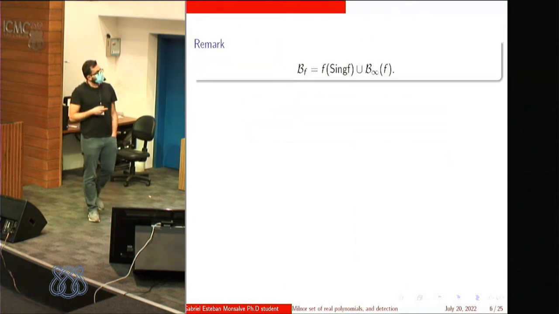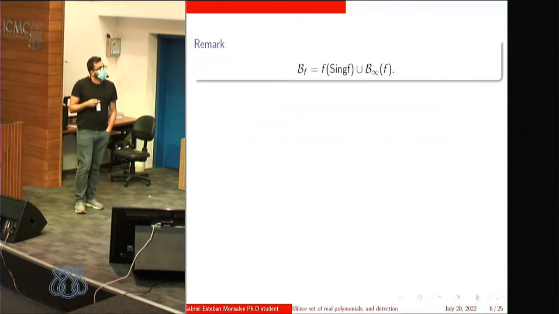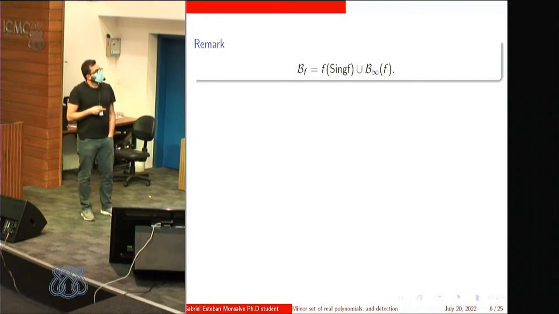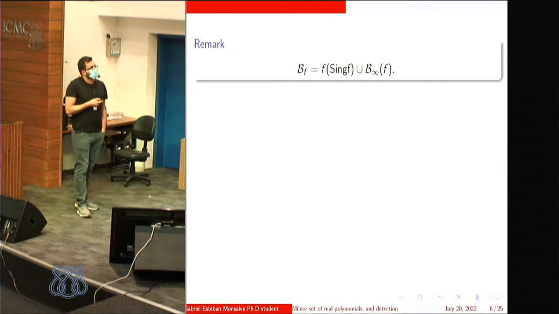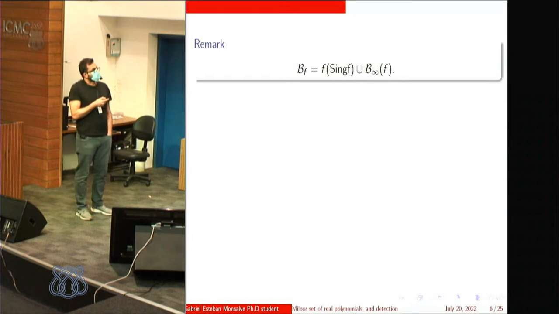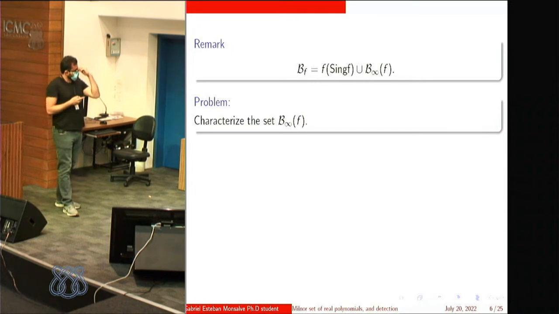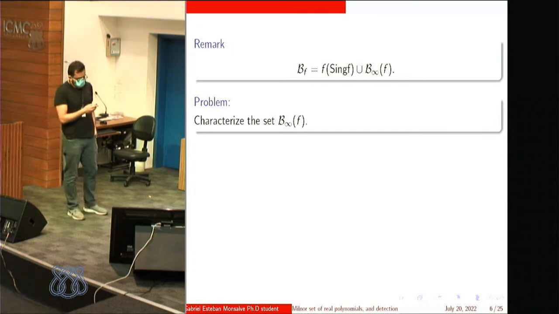So from this observation, we can say that the bifurcation set can be decomposed as the set of critical values union some regular values. If we want to characterize the part of critical values, it's pretty easy to detect. But the question is how to characterize this set of regular atypical values. That's the first problem.